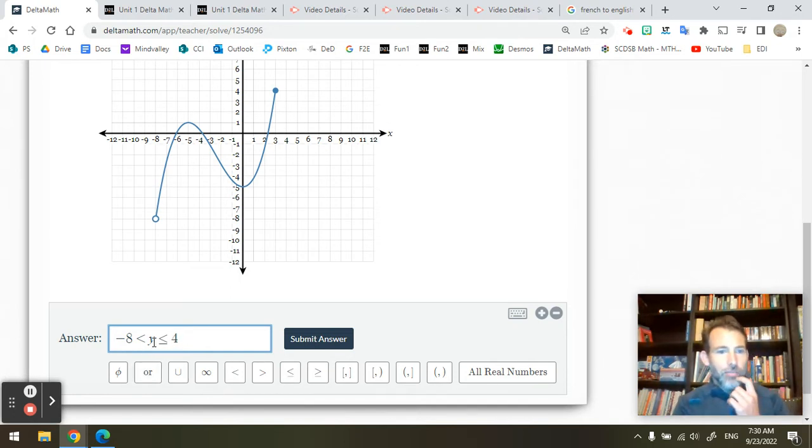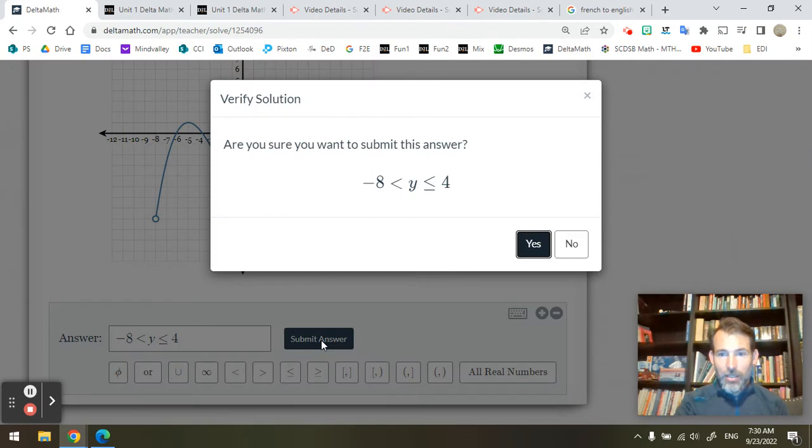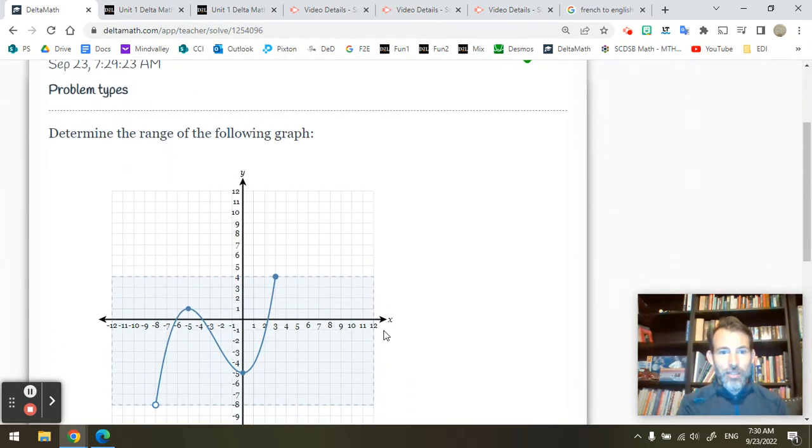And notice that y can be any number a little bit bigger than -8, but not -8. It's not equal to that, hence the open dot. Anything bigger than that, all the way up to 4, and including 4. That's why we used a less than or equal to. So y slides in between there. We say submit, enter, and then they say yes.